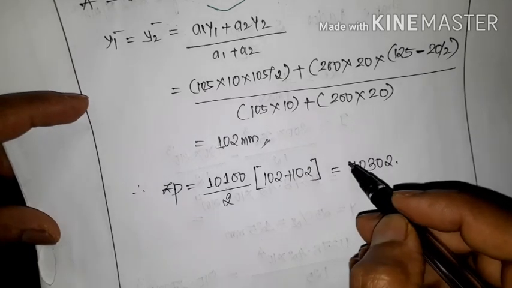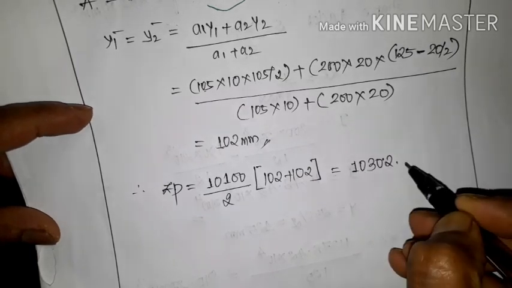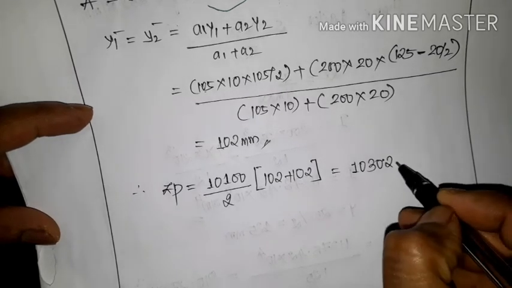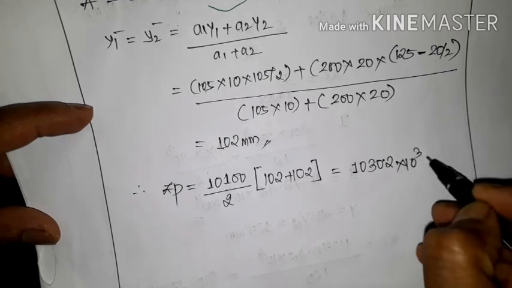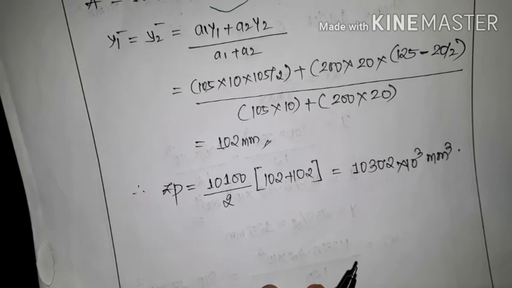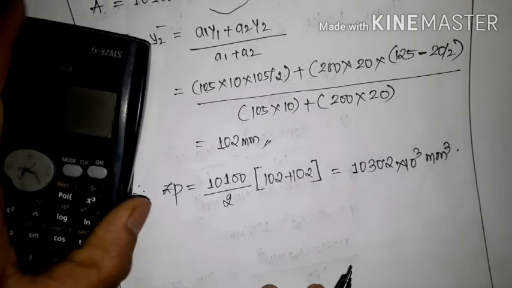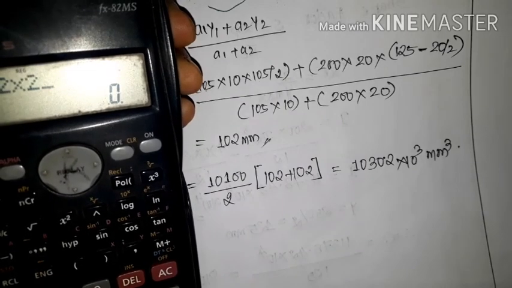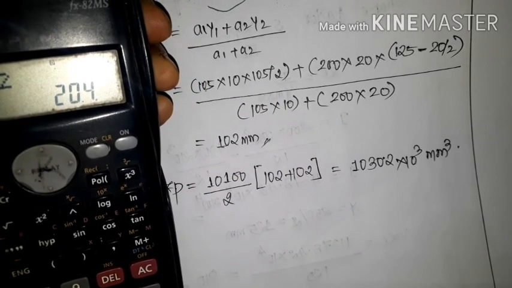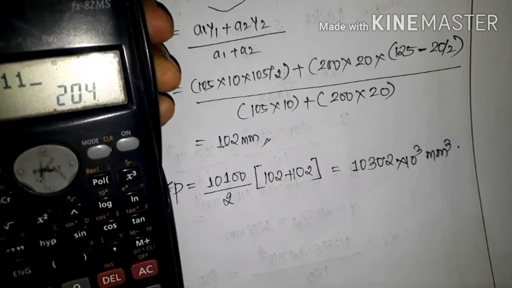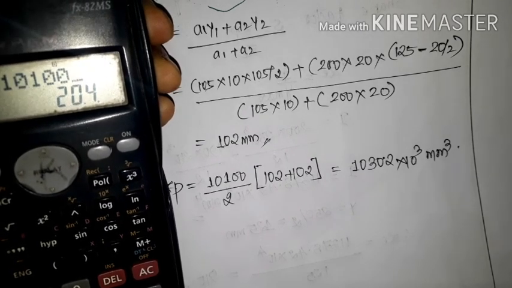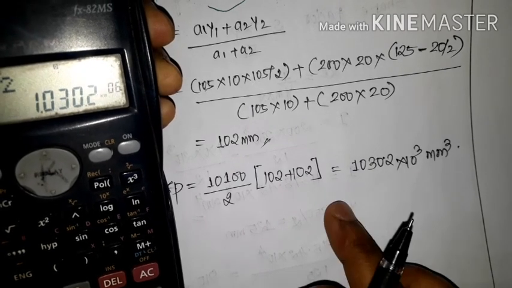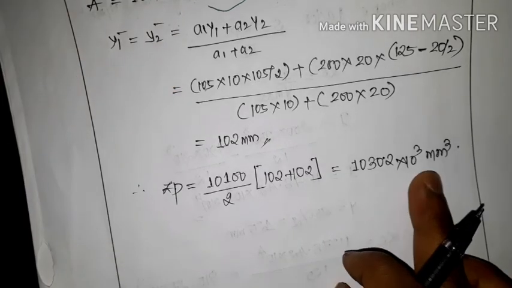1030.2 into 10 raised to 3 mm cube. Okay, we'll check once again here. So 102, that's correct, Zp is 1030.2 into 10 raised to 3.